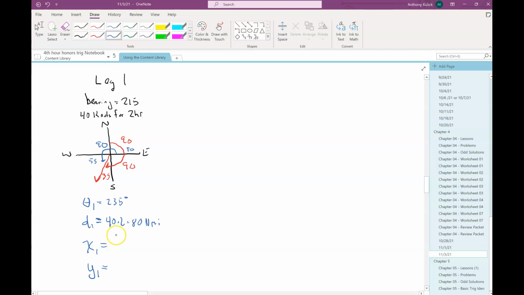So to get the horizontal component, I'm going to just take the distance times the cosine of my standard position angle. And the same thing with the vertical component, except I'm using sine instead of cosine. It will always be cosine for the horizontal and sine for the vertical.